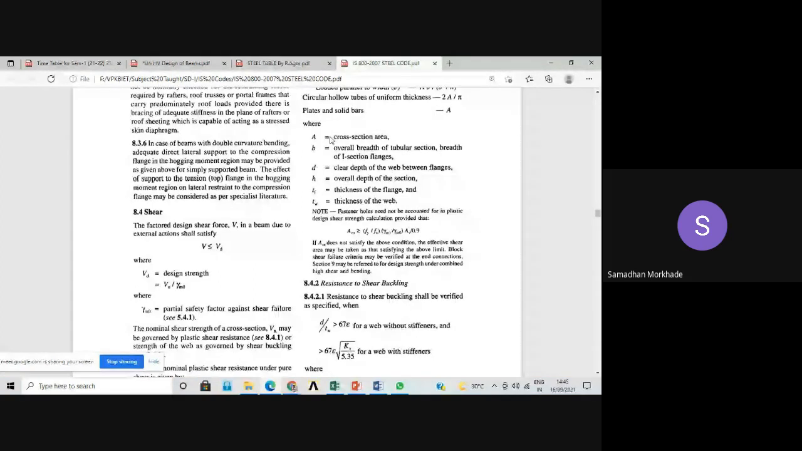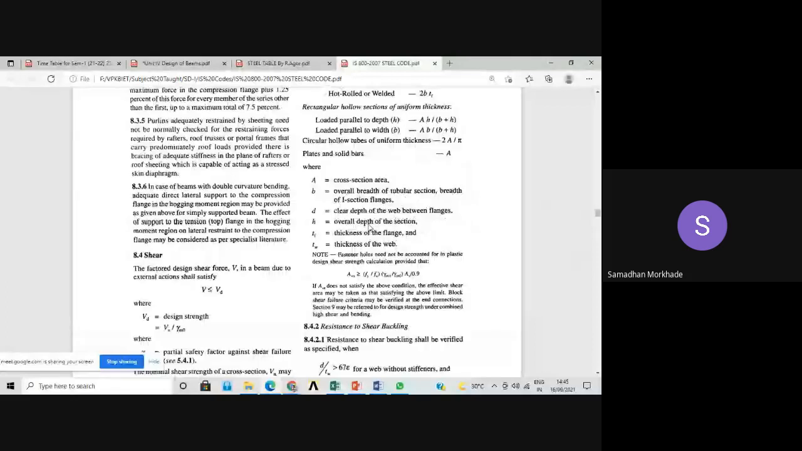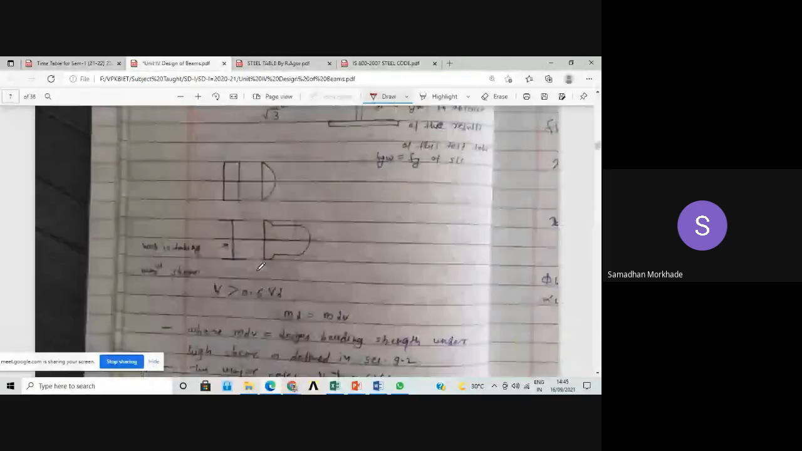A is the cross section area, B is the overall breadth of tubular sections, or the breadth of the flanges of I sections. D is the clear depth of the web between the flanges, meaning only the depth of the web. H is the overall depth of the section. We are using hot rolled sections, so in our case H will be the overall depth of the section. If you are using ISMB 500, we have to take this H as 500. So this is about shear.